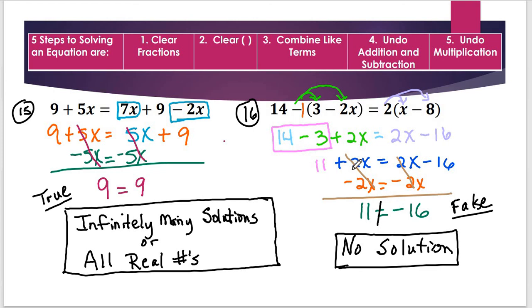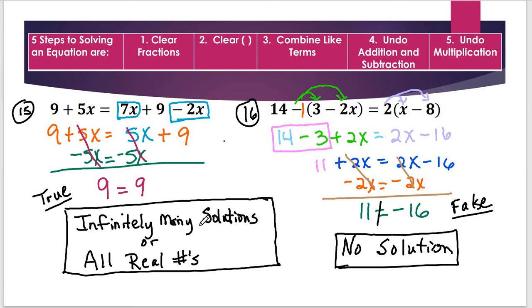Start on the left-hand side. Undo addition and do the opposite of addition and subtraction. So minus 2x. This cancels out. Bring down your 11. This cancels out right here. Bring down your negative 16. And you see that 11 does not equal negative 16. You see I have an equal sign with a line drawn right through it. That means it does not equal. So this is false. So the answer is no solution.